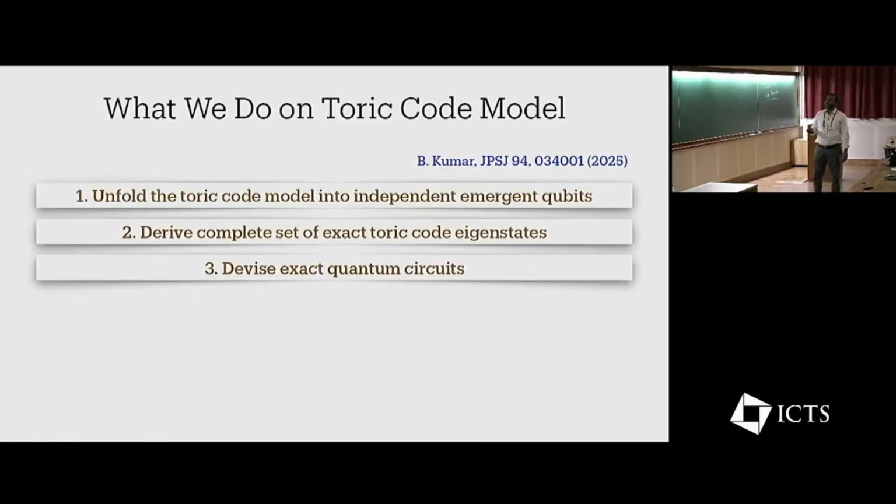So once I could invent the exact procedure by which I could unfold these qubits into independent ones, I could do the other part, which is to construct the exact Toric code eigenstates. This goes much beyond the standard protocols that are usually seen in the literature, starting right from the days of the first proposition by Kitaev.